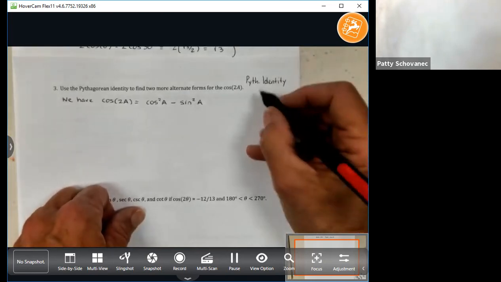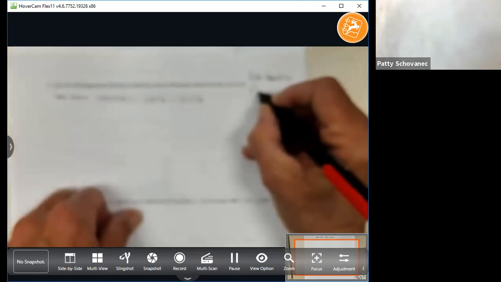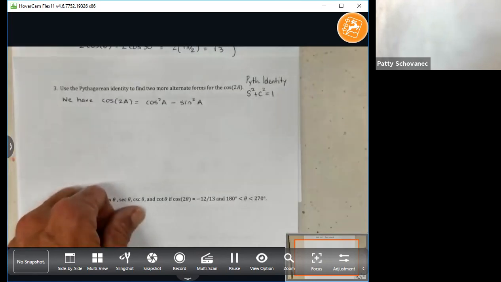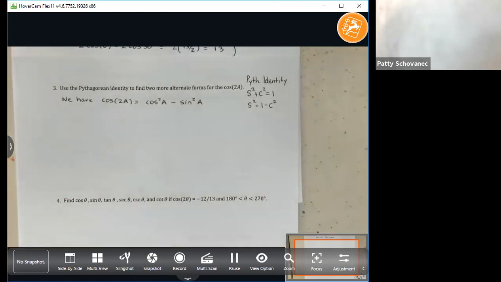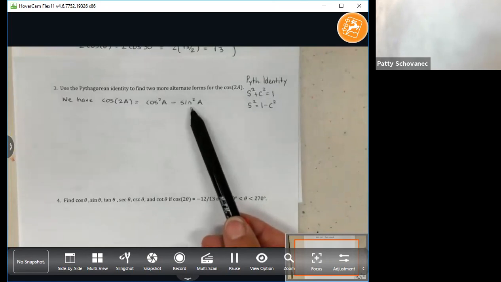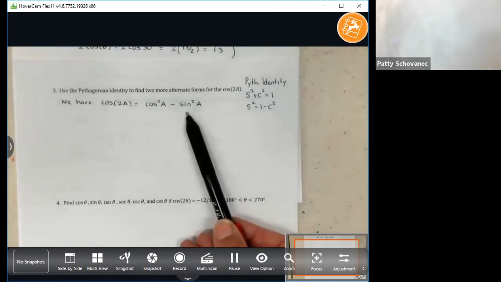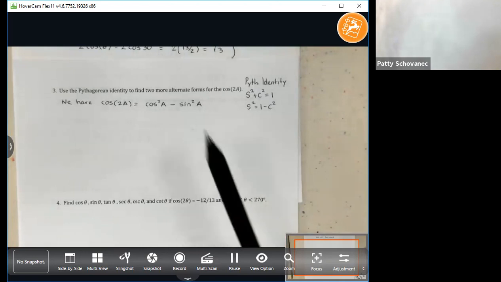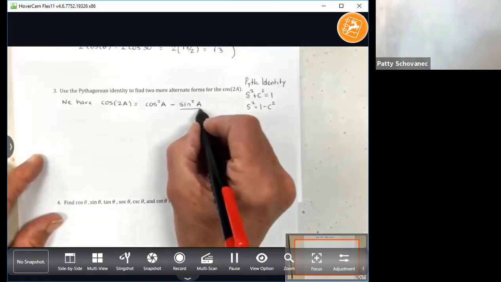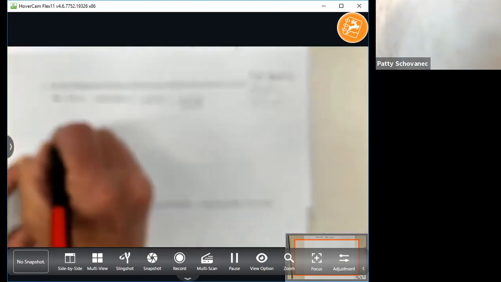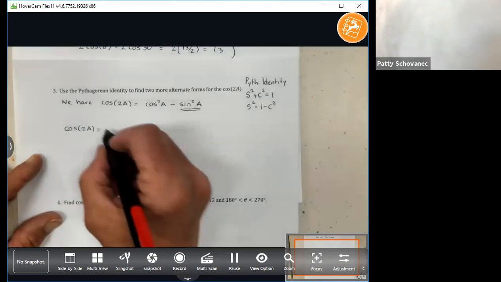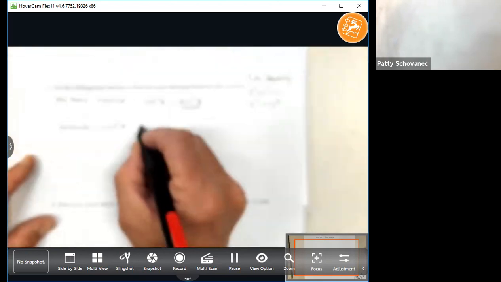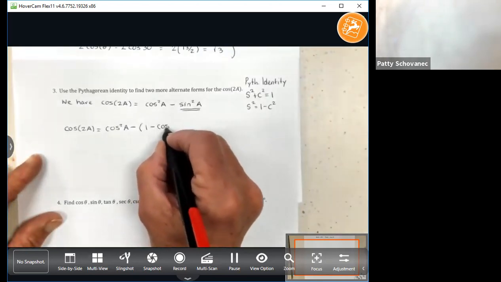So let me abbreviate the Pythagorean identity. Sine squared plus cosine squared is 1. So another version of that identity is that sine squared is 1 minus cosine squared. I'm going to take that and put that in right here, and that'll simplify to another version of the cosine of 2 times A. So let's take this out, put that in there. Then we have cosine of 2A is cosine squared of A minus, and now in here I'm going to put 1 minus the cosine squared of A.